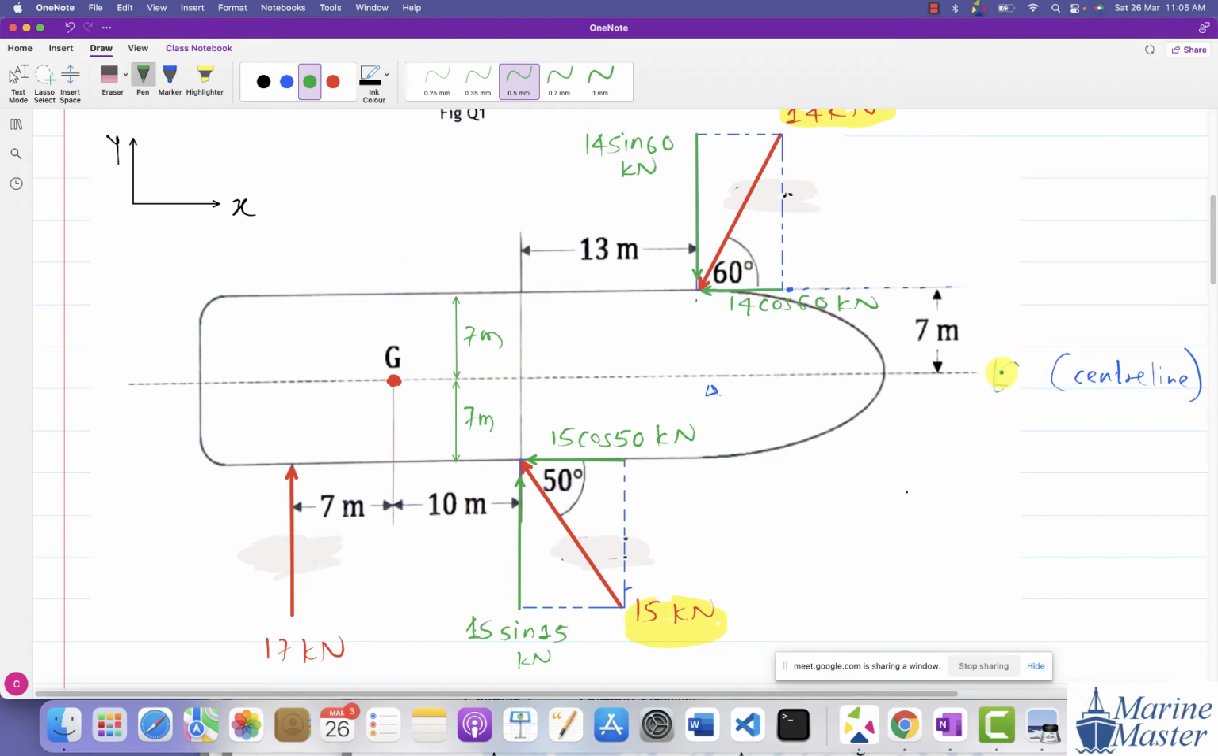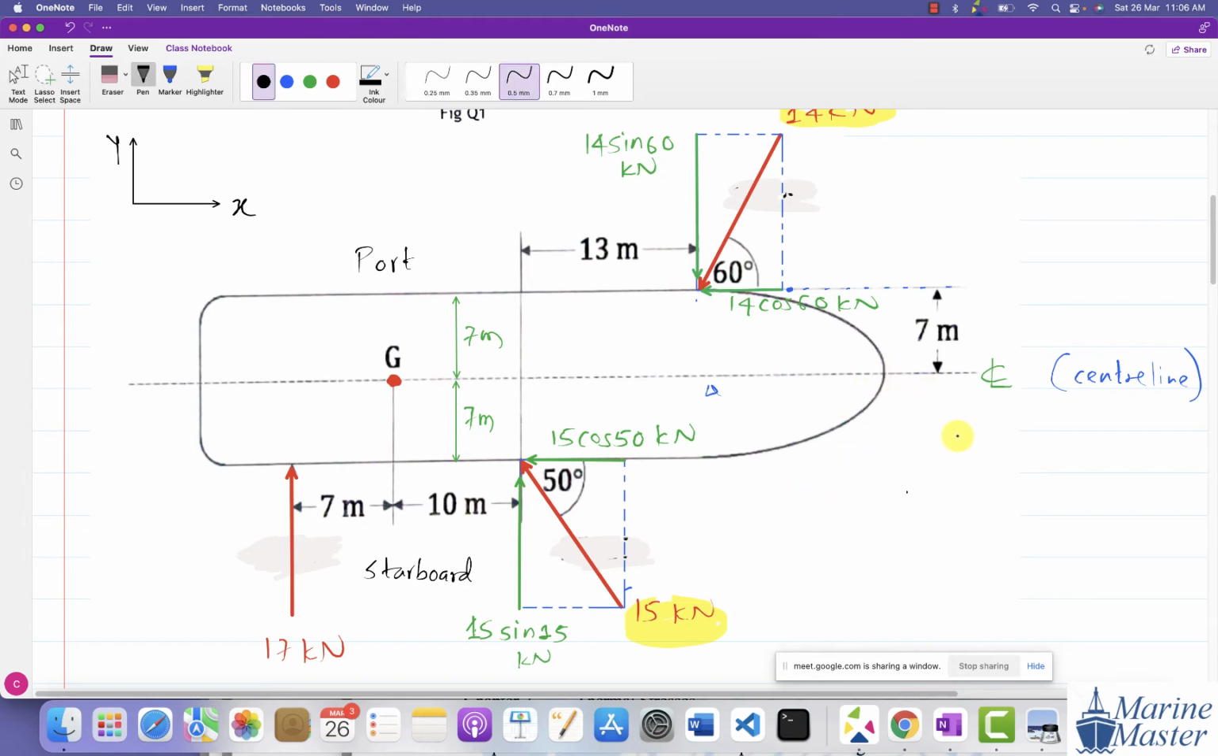How do we denote the center line? In naval subjects it is denoted by L and C, the center line of the ship. So this side will become the port side, and this side will become the starboard side. You got this drawing? Any doubt in this figure?